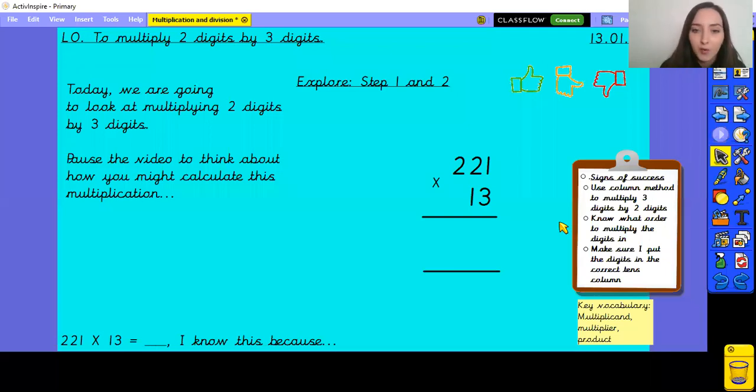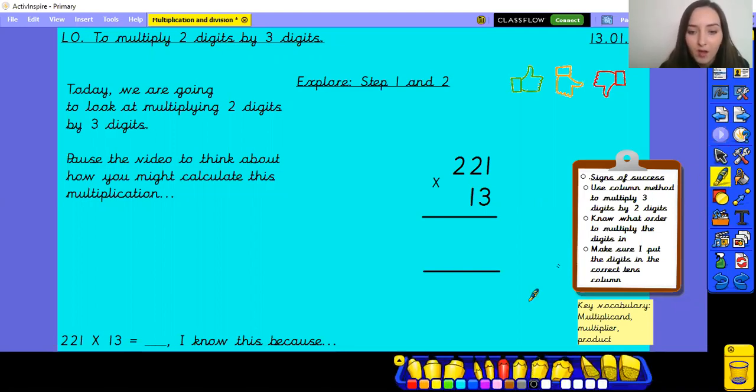Okay, so I'm just going to model how we would calculate this multiplication firstly. We use the same method as we've been using for multiplying 2 digits by 2 digits, except this time there's one more digit to multiply. As always, we start in our ones column here. First I'm going to multiply 3 by 1, which is 3, and place my 3 here in the ones column. Next I'm going to multiply 3 by 2, which is 6, and place my 6 here in the tens column.